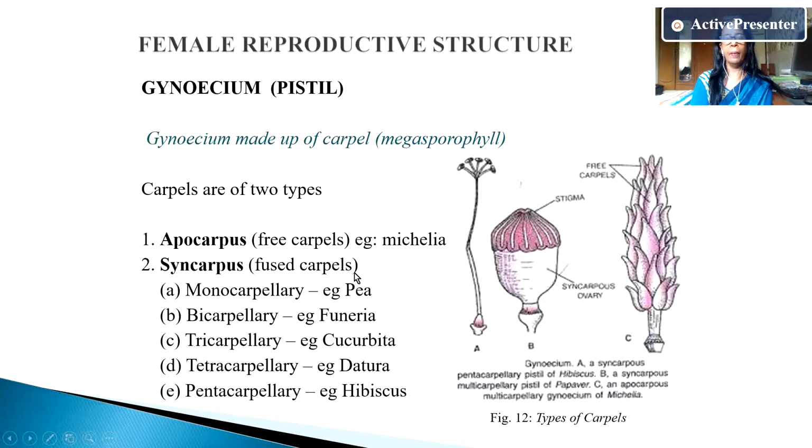And according to the number of carpels, they are monocarpellary, example pea, bicarpellary, that is 2 carpels are present, example Funaria, tricarpellary, mostly monocotyledons, cucurbita, and tetracarpellary, that is datura, pentacarpellary, hibiscus. These are the different types of gynoecium according to the number of carpels: monocarpellary, bicarpellary, tricarpellary, tetracarpellary, and pentacarpellary gynoecium. Here, this is the example for pentacarpellary syncarpous gynoecium. This is the apocarpous gynoecium, free carpels, Michelia.